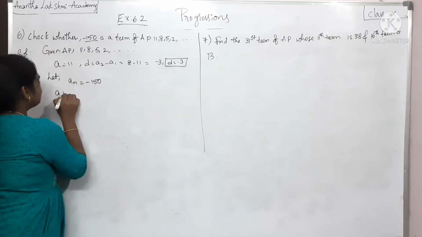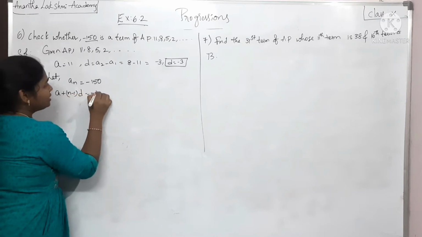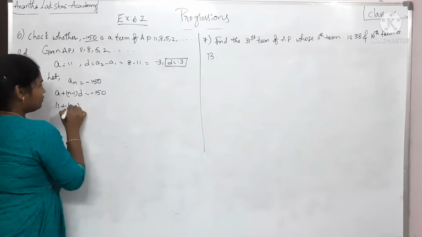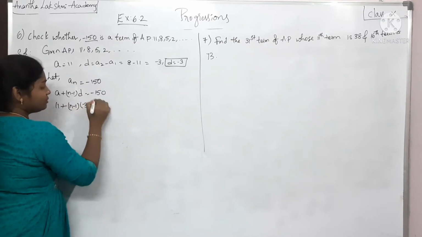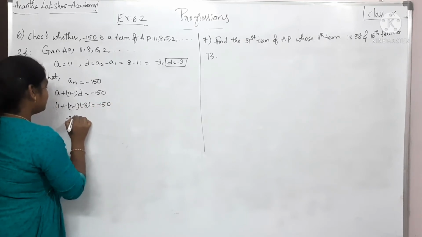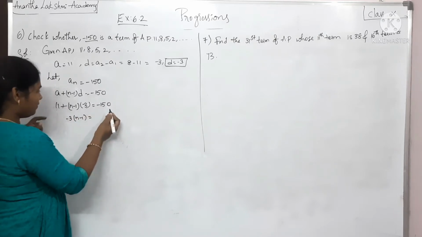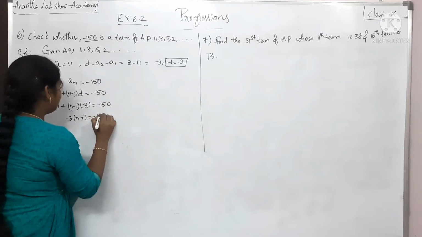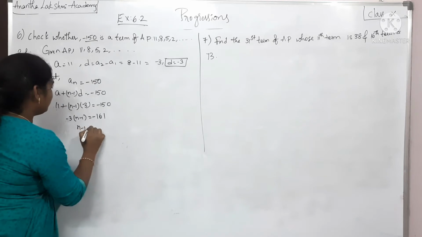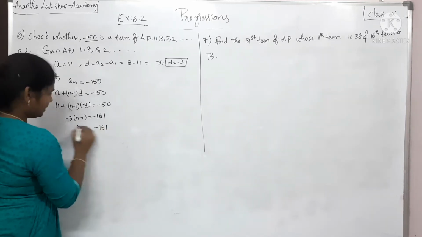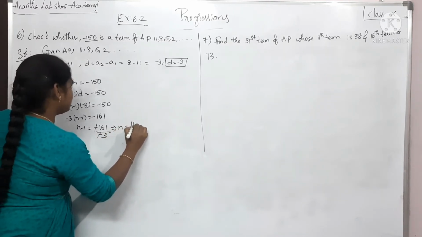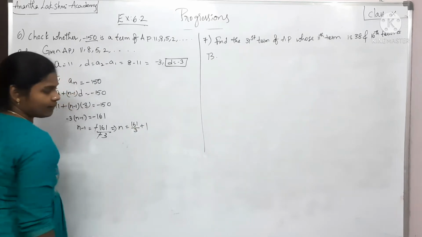So a plus n minus 1 into d is equal to minus 150. A is 11, plus n minus 1, which we need to figure out, into d, which is minus 3, equals minus 150. 11, I am sending to the other side. Minus 3 into n minus 1 is equal to minus 150 minus 11, which is minus 161. And n minus 1, if I send minus 3 to the other side, is minus 161 by minus 3. That way n is equal to 161 by 3 plus 1.